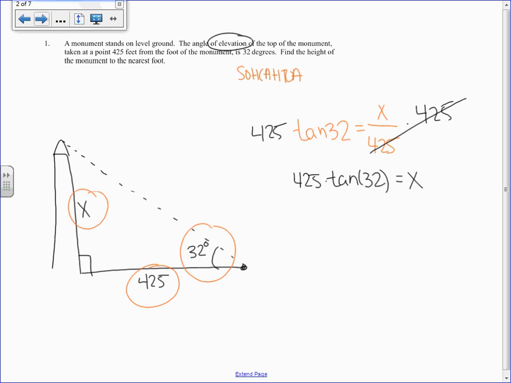I want this to the nearest foot. You're going to punch this in your calculator. Make sure you are in degree mode. And if I look at my decimal, it's a 0.5, so I need to round up, so it is going to be 266 feet. Make sure you include your units. Units are very important, especially for science class.